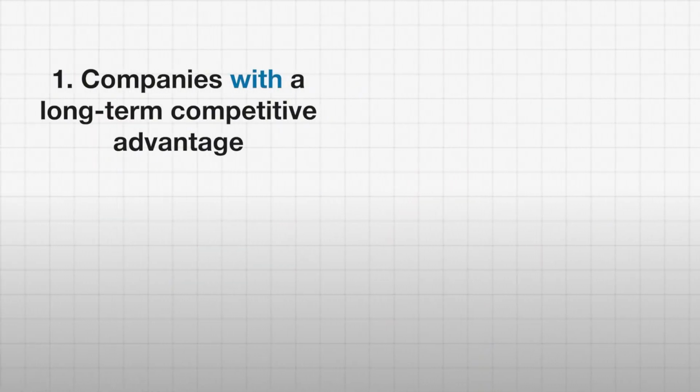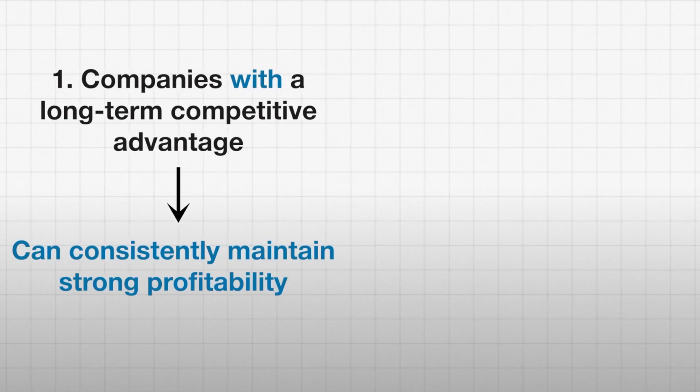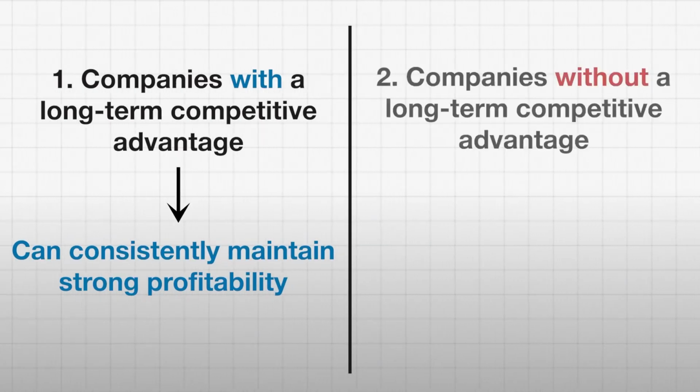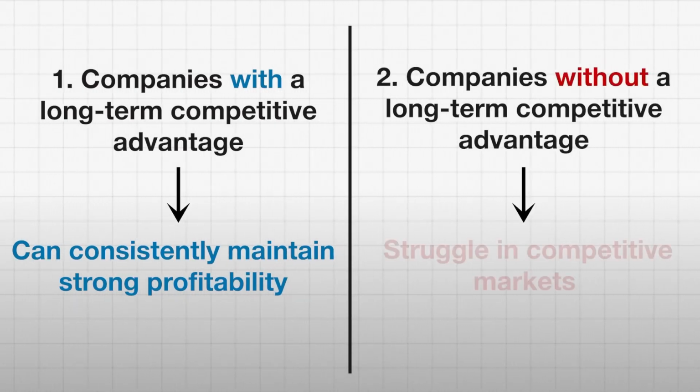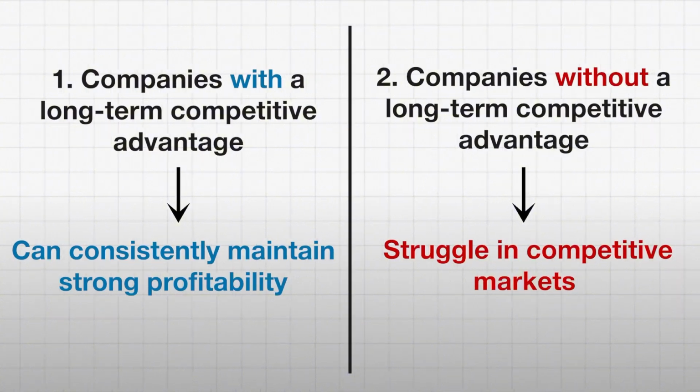And Buffett categorizes companies into 2 different groups. Number 1, companies with a long-term competitive advantage. These companies can consistently maintain strong profitability year after year. Number 2, companies without it. These businesses struggle in competitive markets and often don't show consistent profitability. Buffett uses the income statement to figure out which group a company belongs to.